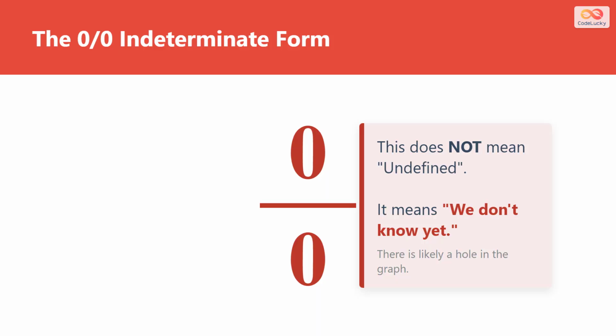Sometimes, when you plug in the value, you get 0 in the numerator and 0 in the denominator. This is called the indeterminate form. It does not mean the limit is undefined, and it definitely does not mean the answer is 0. It simply means we don't know the answer yet, and we need to do more work.